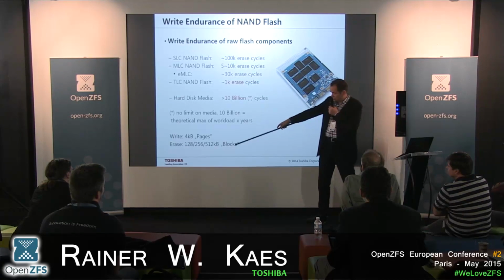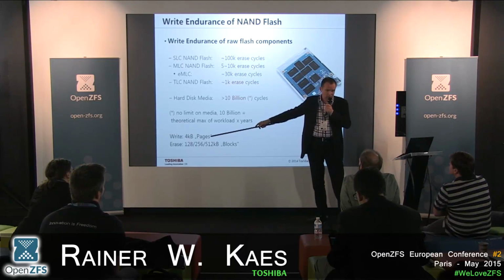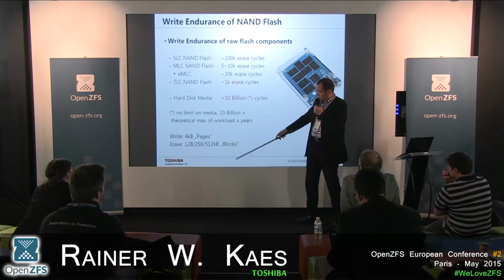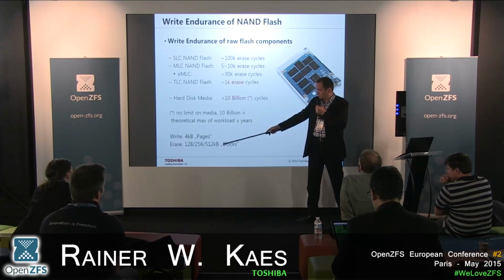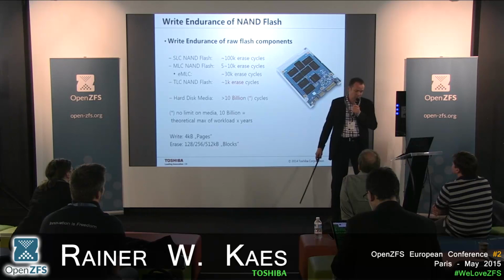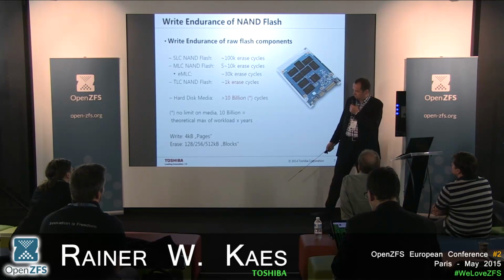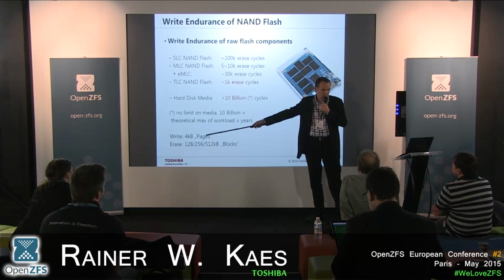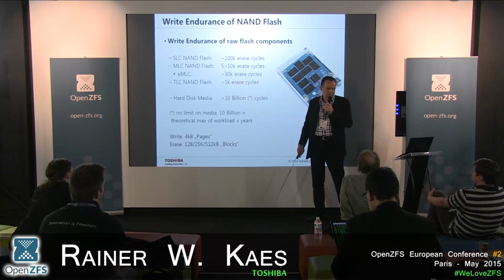Okay, here it's written that writing goes in pages of 4 kilobytes, so with a small granularity, while erasing goes, depending on the structure, in 128, 256, or 512 kilobyte blocks. And if we want to erase just a 4 kilobyte page or rewrite a 4 kilobyte page, it may happen that we have to erase a full block. So with a read, modify, write cycle.